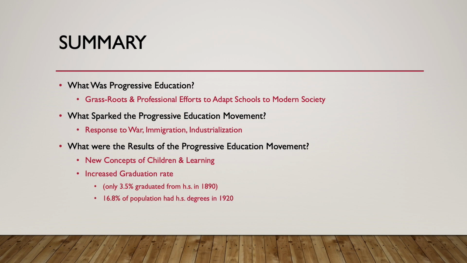One of the other things you have to realize is that progressive education, and not just the movement but the period itself, this idea of the importance of schools, did lead to greater graduation and the expectation that people had to graduate from high school. If we look at this, only 3.5% of the population of the United States had graduated from high school in 1890. So if you graduated from high school, that was pretty rare. But look, by 1920, in just a few years, you already have increased that by almost 5 times. So you almost have 17% of the population graduating with a high school degree.